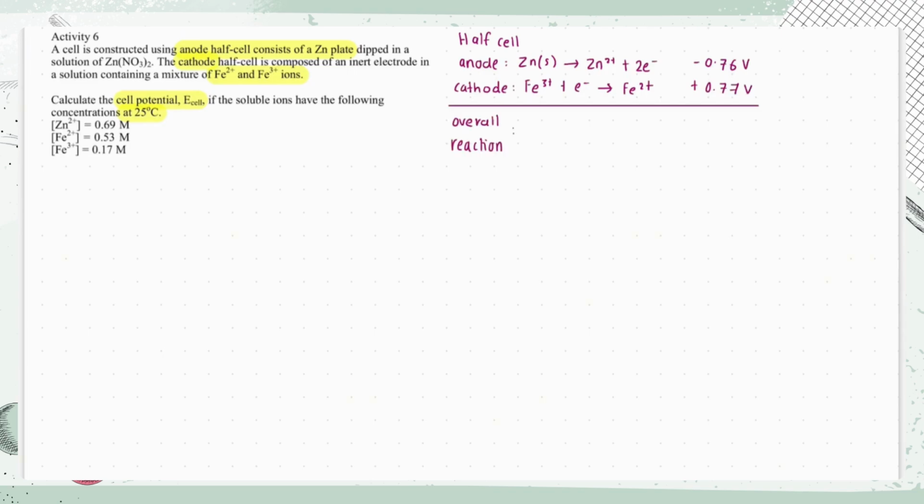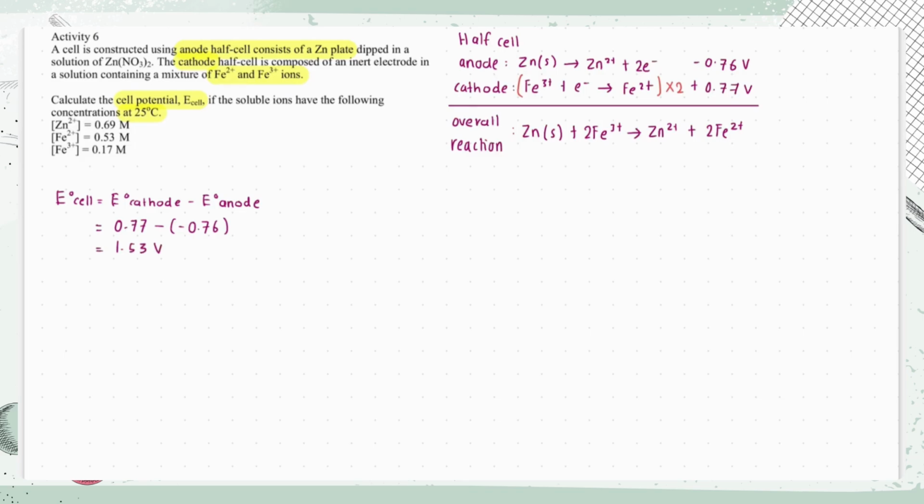0.77 volt. For the overall reaction, we need to multiply the cathode half reaction by 2 because the zinc reaction involves 2 electrons. This ensures the number of electrons gained equals the number of electrons lost. So, this is the overall reaction. Then, we need to calculate the standard cell potential. Using the formula for standard cell potential, we substitute the values from the table. The standard cell potential for this reaction is 1.53 volt.